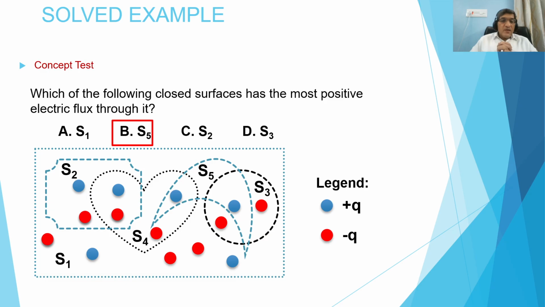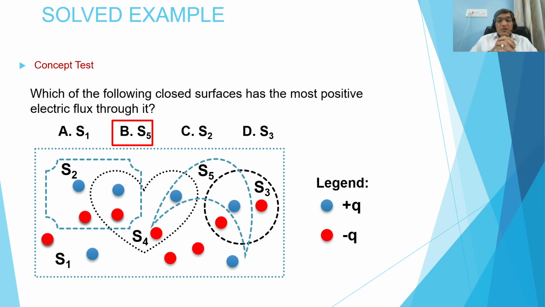Now the second one is S4. S4 contains four charges. It is a heart shape, and two are negative and two are positive. So the net charge is 0, and the electric flux through the S4 surface is 0. Now we talk about the S2 surface. S2 is a special kind of surface with curved corners, and again it has four charges. Two are negative and two are positive. So again the total charge inside the S2 surface is 0, so the electric flux is 0.